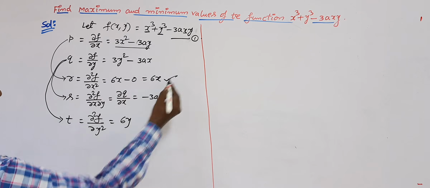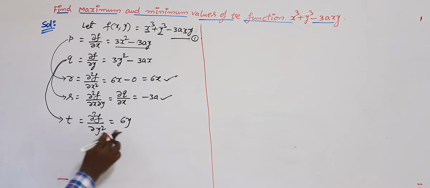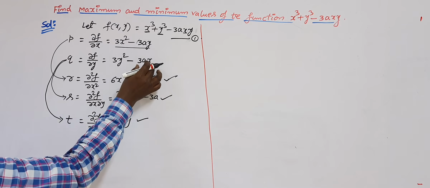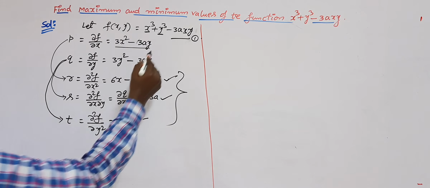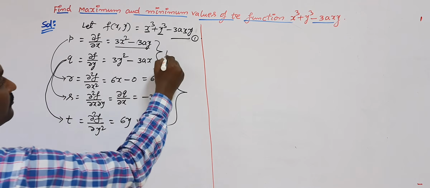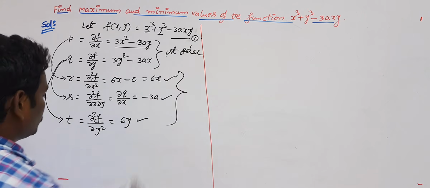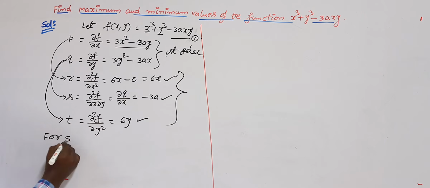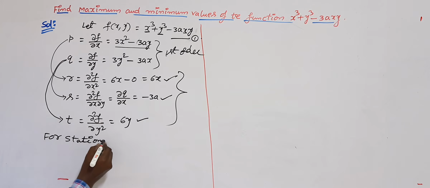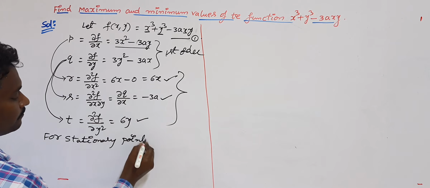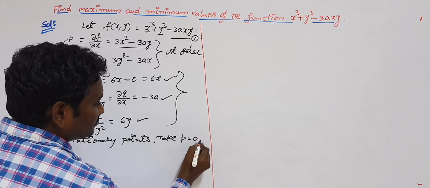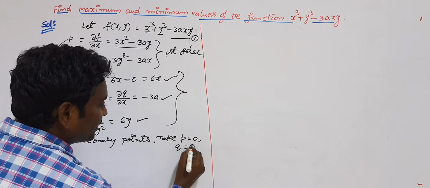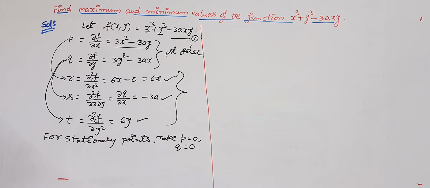So r is nothing but 6x, s is nothing but 3a, and t is nothing but 6y, and this term becomes 0 here. So these three are known as second order partial derivatives, and the first two, p and q, are known as first order. Okay. So for stationary points, take the first order partial derivatives equal to 0. I already explained the procedure to get the stationary points in earlier videos. Once look at that procedure and the earlier practice problems.